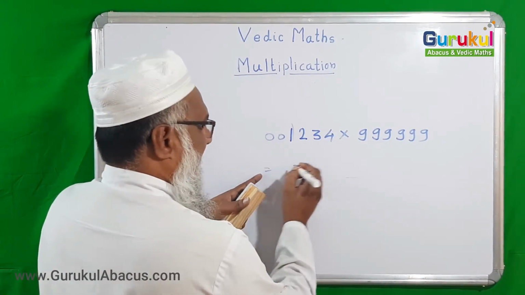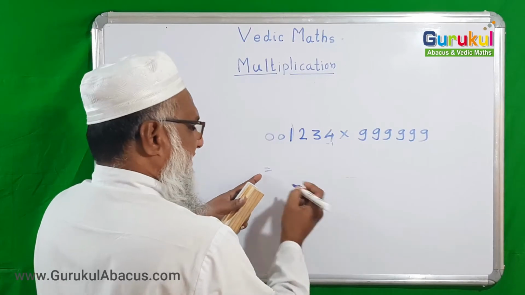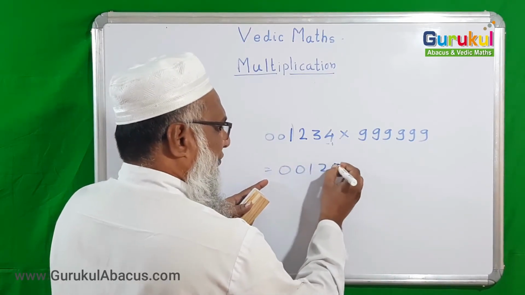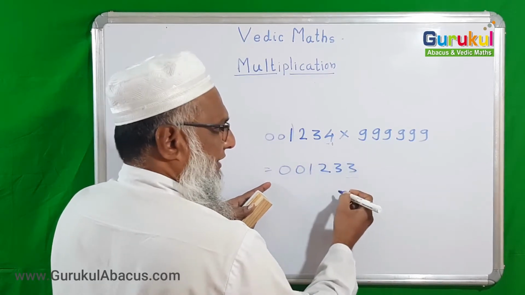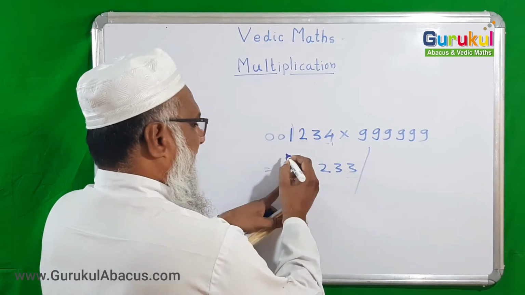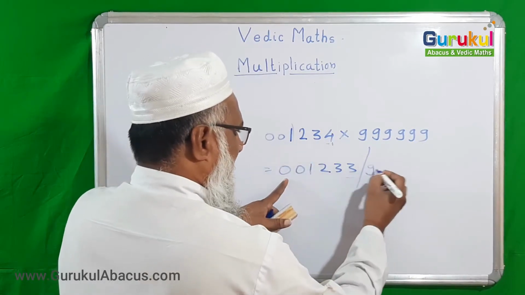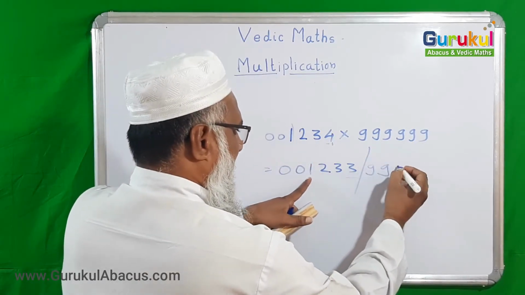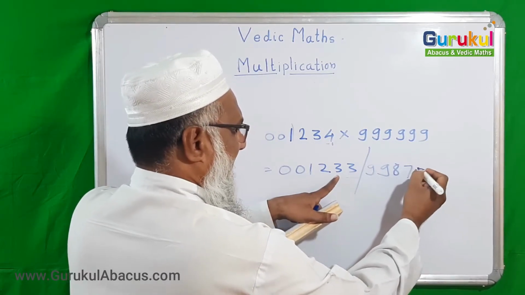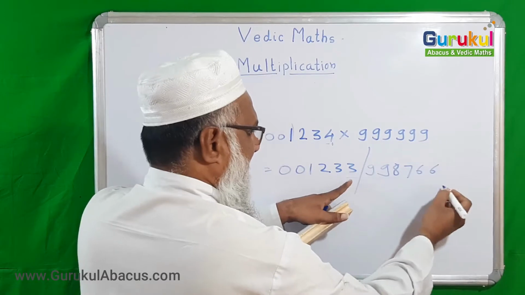So the first part we write just by subtracting 1: it is 0, 0, 1, 2, 3, 3. And for the further part, we subtract all the digits from 9. 9 minus 0, 9. 9 minus 0, 9. 9 minus 1, 8. 9 minus 2, 7. 9 minus 3, 6. 9 minus 3, 6. This is my answer.